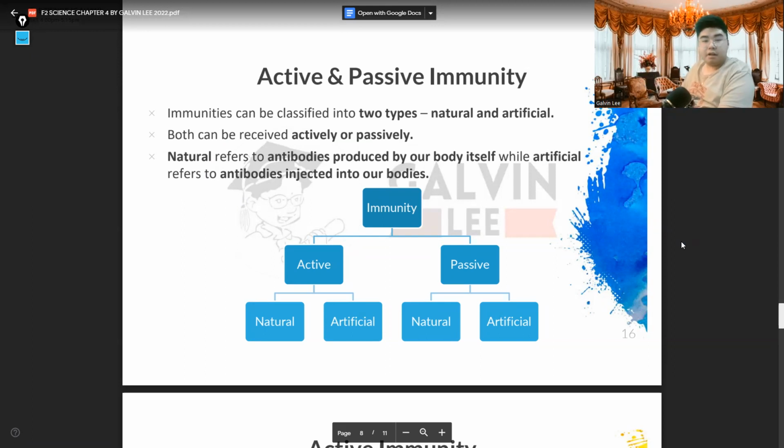From there, we have natural and artificial. Natural means that it comes from your human body, either your body produces or somebody else's body produces and gives it to you. Then if it's artificial, it means that it comes from the lab. That means we have artificially manufactured the antibodies, then we put it into your body through an injection. So with that, you are going to have the four different combinations: active natural, active artificial, passive natural, passive artificial. Okay, so let's take a look at the first one.